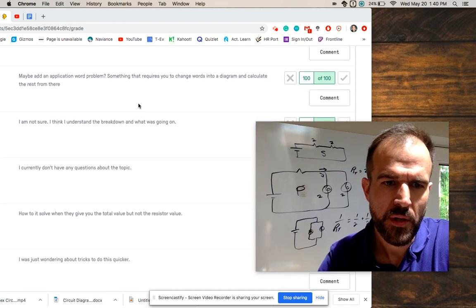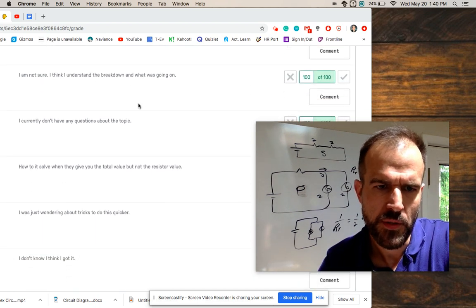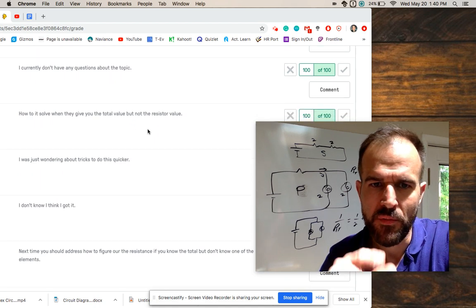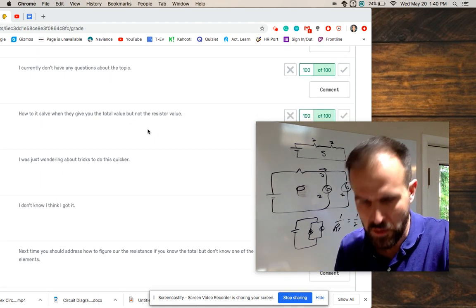I'm not sure. I think I understand. I currently don't have any questions. How to solve when you give the total value but not resistor value? All right, this is the second time I saw that. All right, cool.